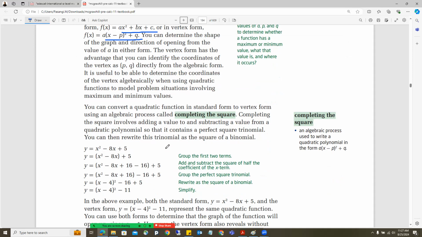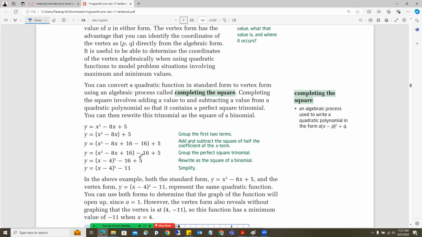Now what they are going to do, they have started this entire thing not with the standard form. They have started this with an example. So see, the given standard form equation is y equals x squared minus 8x plus 5. So what are the steps we need to follow if we wanted to convert this standard form quadratic equation into a vertex form equation?